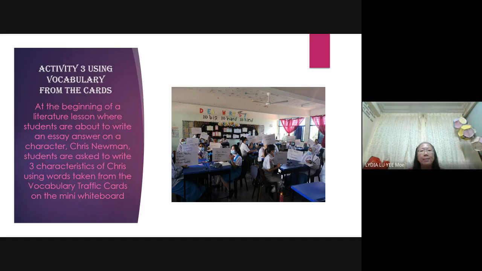Captain Nobody. And before starting the activity or before going through the question or answers, I asked them to write down 3 characteristics or qualities of Chris using words taken from their vocabulary traffic cards. So they had to list down 3 words that they thought could be used to describe Chris Newman, and they had to give me evidence to show why this word should be accepted in describing Chris Newman. So this was HOTS, okay? Higher level thinking skill was carried out here, was implemented here, whereby they have to support their answer.